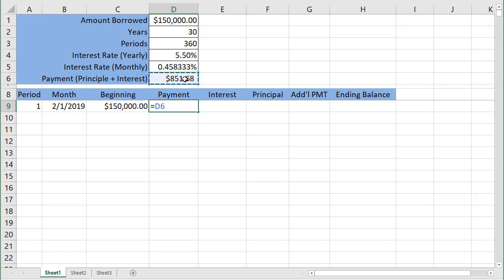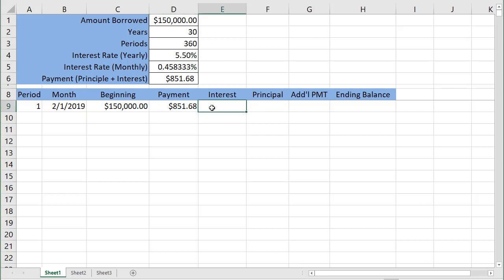While I'm at it, this is going to come in handy later. I'm going to hit F4. What that does is inserts those dollar signs, indicating that this is an absolute reference in Excel. So it'll keep that as I'm dragging it down later. It'll just keep it right static on that D6 cell.